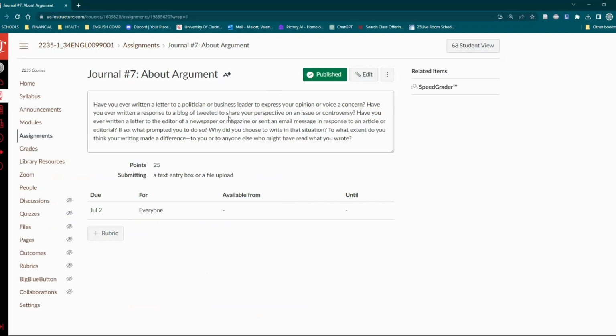or tweeted to share your perspective on an issue or controversy? Have you ever written a letter to the editor of a newspaper or magazine or sent an email message in response to an article or editorial? If so, what prompted you to do so? Why did you choose to write in that situation? To what extent do you think your writing made a difference to you or to anyone else who might have read what you wrote? So take a little time thinking about that.